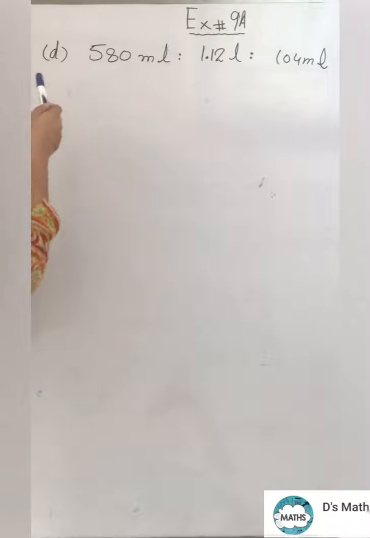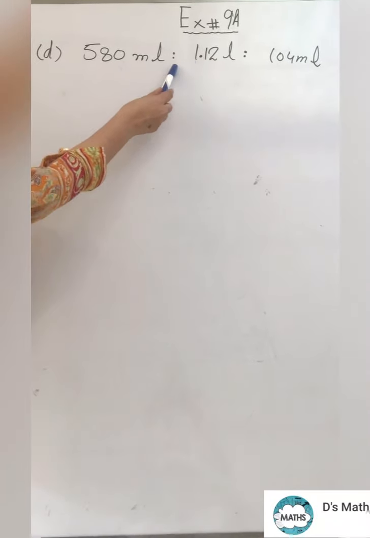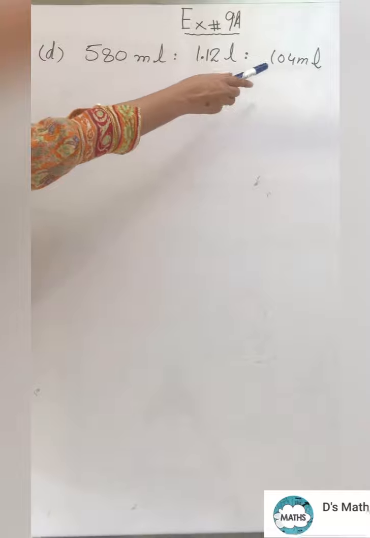Okay, now we will do D part. In D part we have 580 milliliters ratio 1.12 liters ratio 104 milliliters.